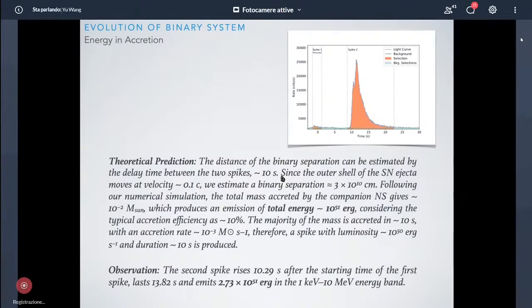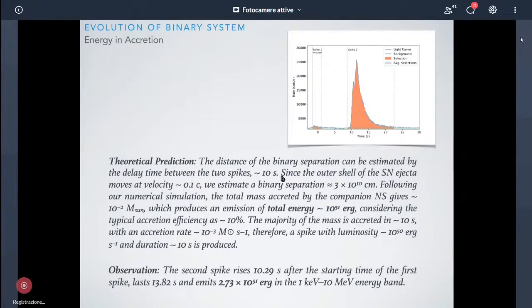But from the theory, the separation of the binary system can be estimated by the delay time between the two spikes. So we see from the upper right corner, it's about 10 seconds. Since the outer shell of the supernova ejecta moves at a velocity usually 0.1c, we can estimate the binary separation is about 3 times 10^10 centimeter.